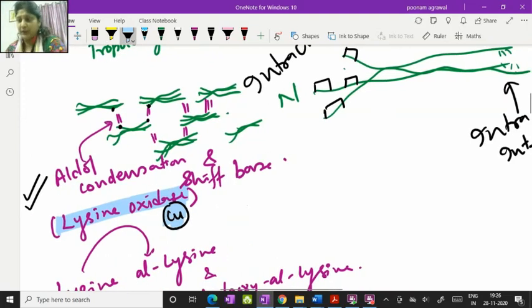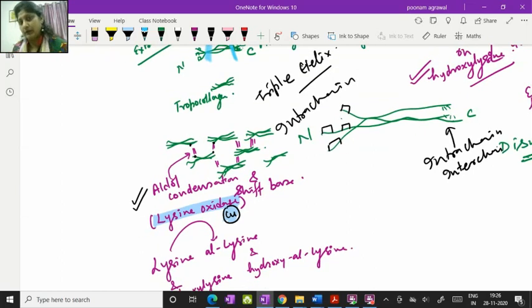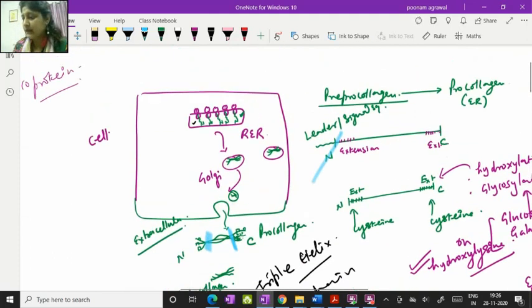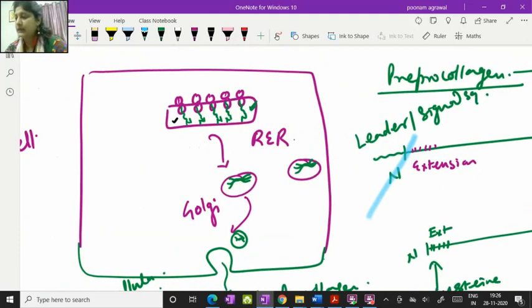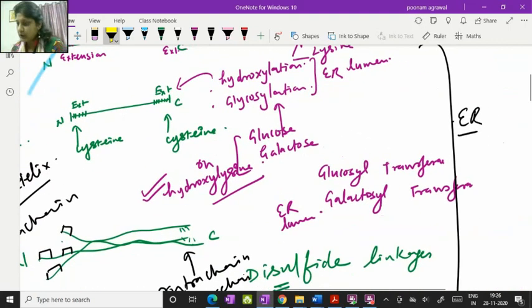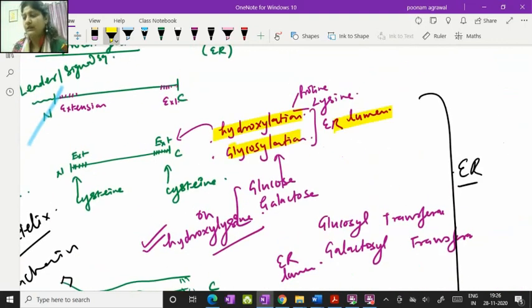So in a nutshell, I have told you how the collagen is modified and how the nomenclature changes from one form to another. I'm just revising it in another 2 minutes. We have the pre-pro collagen, which is going to enter the rough endoplasmic reticulum lumen because of its leader or signal peptide. And once in the lumen, the signal peptide or the leader sequence is removed neatly. And then we talk about the extension peptides, which are there on either side, N-terminal and C-terminal. Then we talk about the hydroxylation and the glycosylation, which is taking place in the ER lumen.